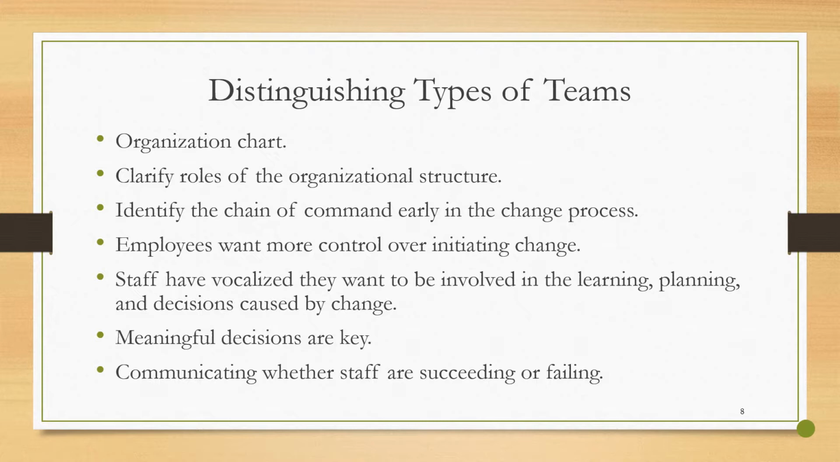Since change has occurred, there has been a staffing realignment that has taken place. Staff members now have a different point of contact and frontline supervisors they have to report to. Having this information up front early in the process helps with clarifying the communication chain. Identifying the chain of command early in the change process will help alleviate any confusion during execution of the change management plan. Another thing is that employees have vocalized that they want more control over initiating change.